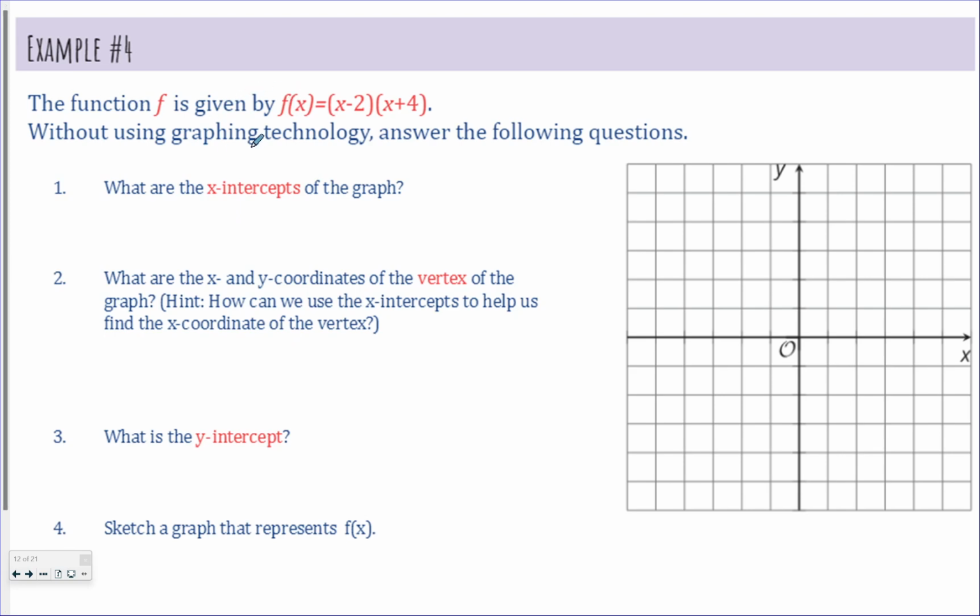So the function f is given by this, right? x minus 2 times x plus 4. So again, it is in factored form. All right, what are the x-intercepts of the graph? And we're going to do this without technology. Okay, again, what makes these equal to 0? Looks like it's going to be a 2 here. So, oops, let me erase this mark here. So we are going to have positive 2 and negative 4.